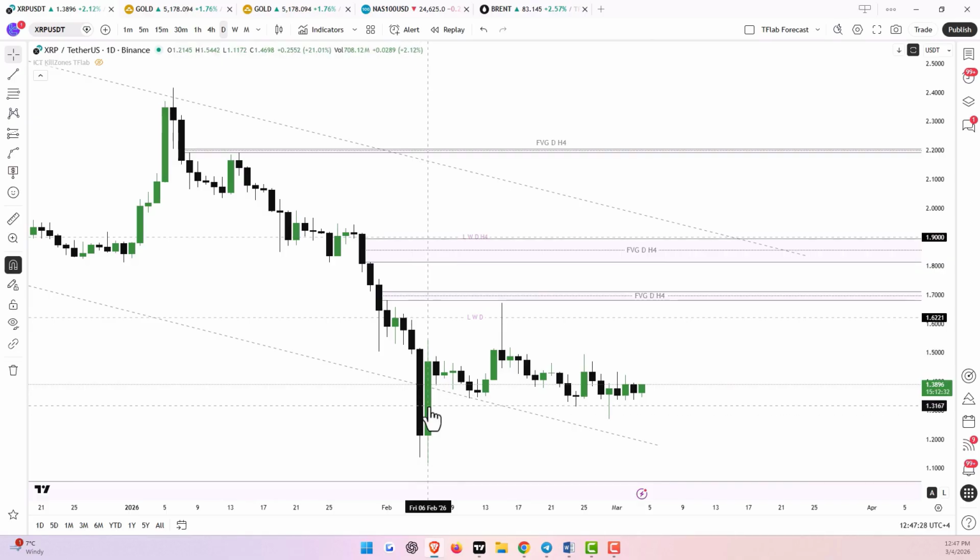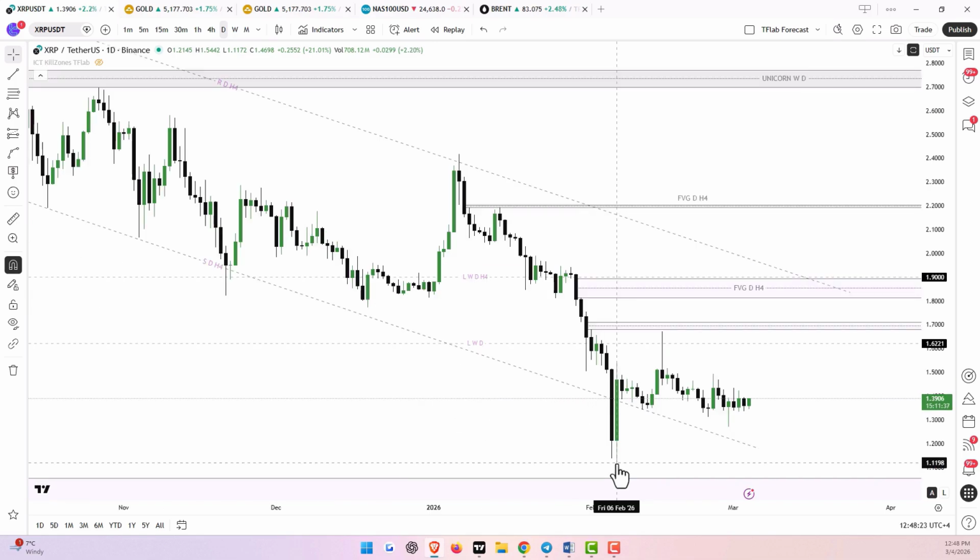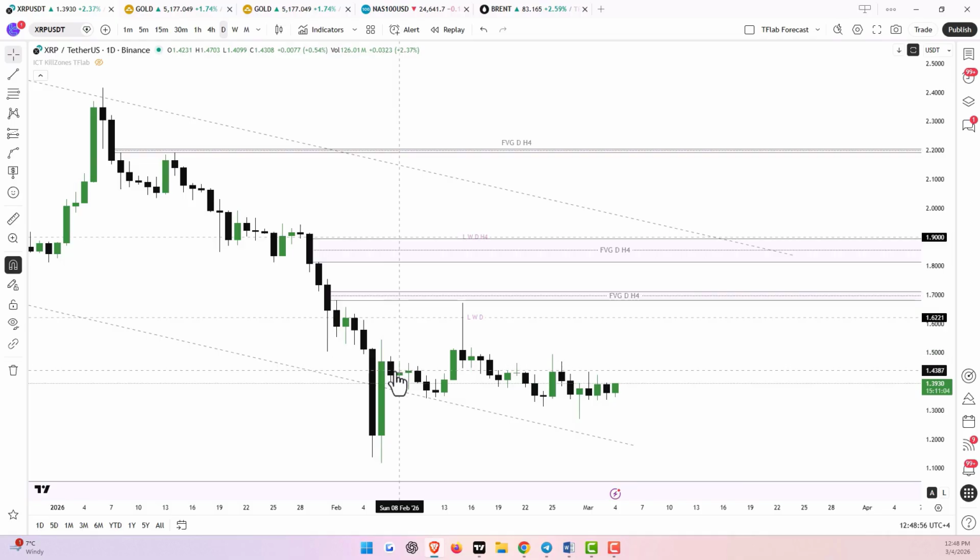The sharp drop at the beginning of February showed that sellers still have a lot of power. However, after reaching the 1.1198 range, when the price exited its downward channel in the form of a twin failure pattern, we encountered strong support and the price returned to the channel again. The upward movement that was created wasn't strong enough to put an end to the downtrend, and currently, the price is fluctuating around the 1.3927 range.